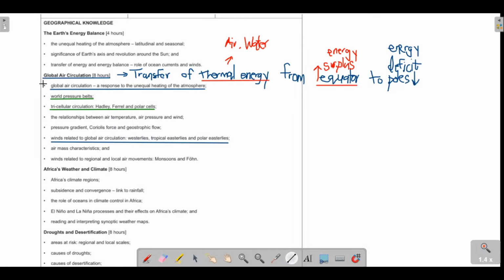So that is all that we are going to cover in this video, meaning which in the next video we'll be finishing up the global air circulation with the air mass characteristics as well as the winds related to regional and local air movements. And so these two concepts will be covered in the next video, right?